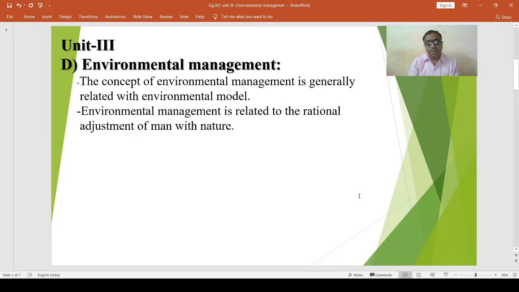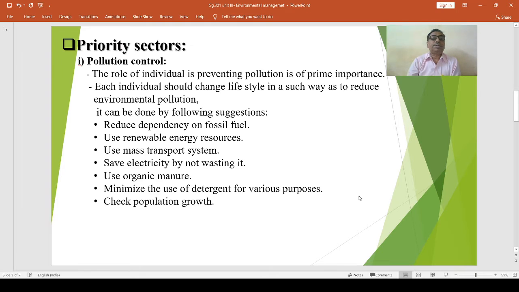Environmental management is related to the rational adjustment of man with nature, involving exploitation and utilization of natural resources without disturbing the ecological balance and ecosystem equilibrium. Priority sectors.